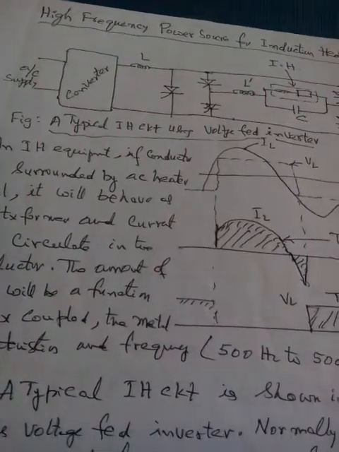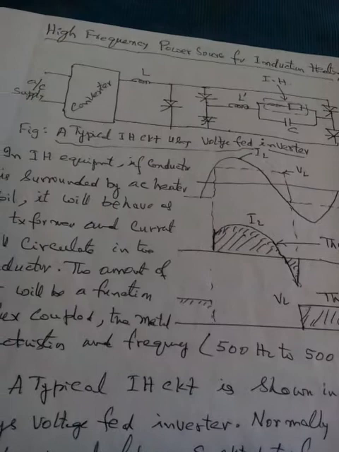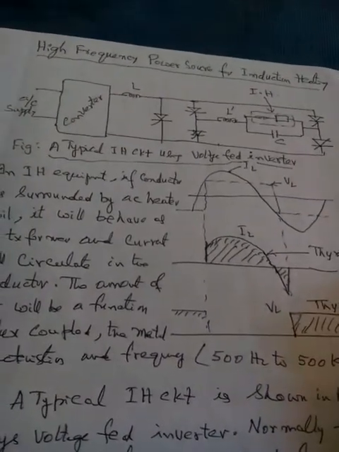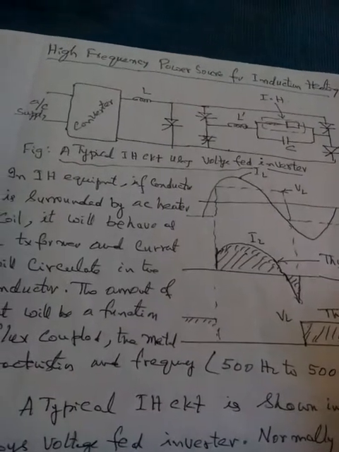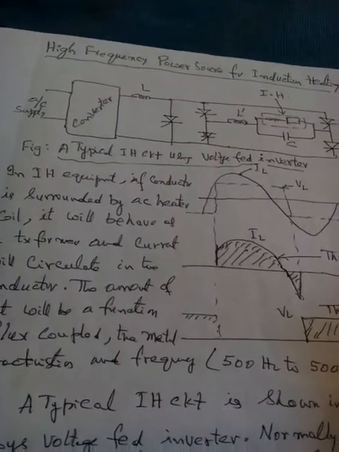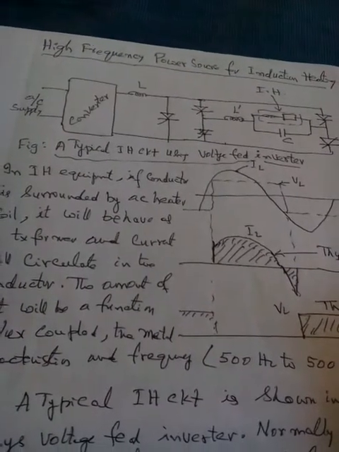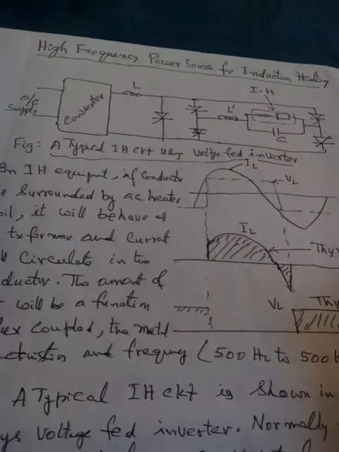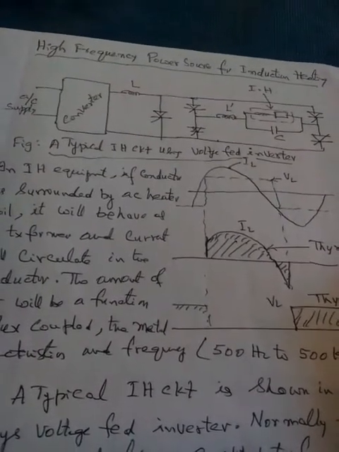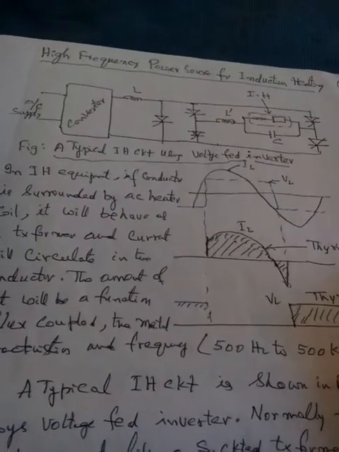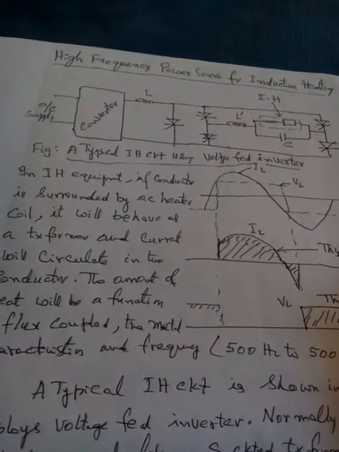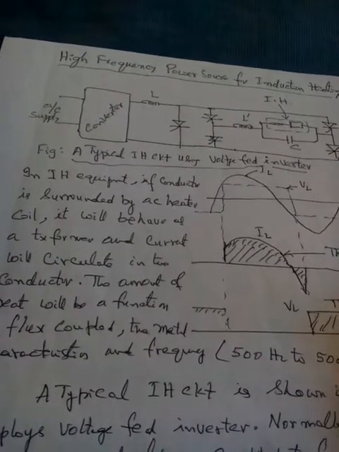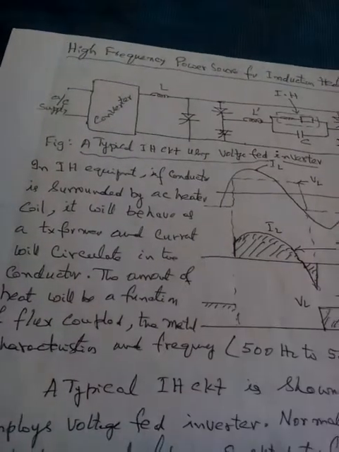Okay, so high frequency power source for induction heating. So the actual circuit is a typical induction heating circuit using a voltage fed inverter. If you are asked to draw the circuit for induction heating, you can draw this diagram and give the explanation. Because the conductor here is placed by the AC heater coil, it looks like a short circuit transformer, and current will circulate in that conductor.